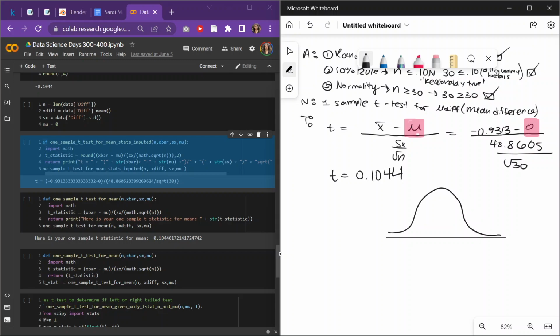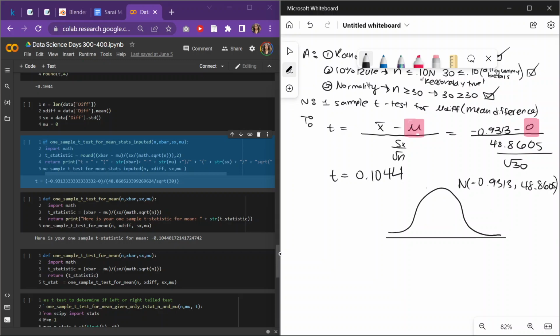Okay, that's fine. So basically this is a normal distribution. How do we know that? The graph of the data looks like this because we checked for normality. The sample size is greater than or equal to 30, and therefore it's a normal distribution, because of the law of large numbers: the more data you have, ultimately they all end up looking like a normal distribution. So this is a normal distribution with a mean of negative 0.9313 and a standard deviation of 48.8605.